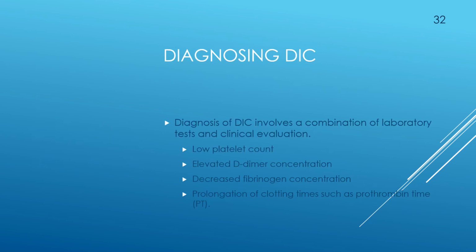So how do you diagnose DIC? Basically, it involves a combination of laboratory tests and clinical evaluations. What you're looking for is low platelet counts, elevated D-dimer concentrations, decreased fibrinogen concentrations, and prolonged clotting times. So these are the tests that they do to determine whether you have DIC, and then they come up with a treatment plan based upon that.